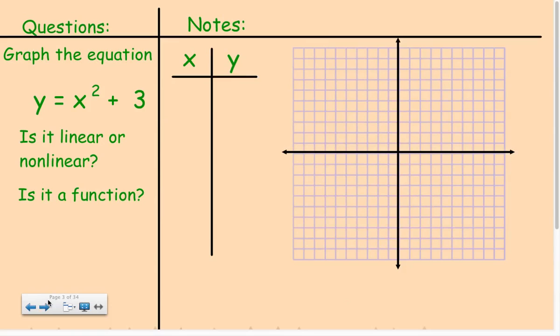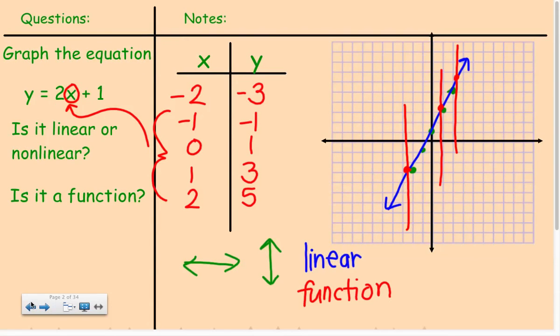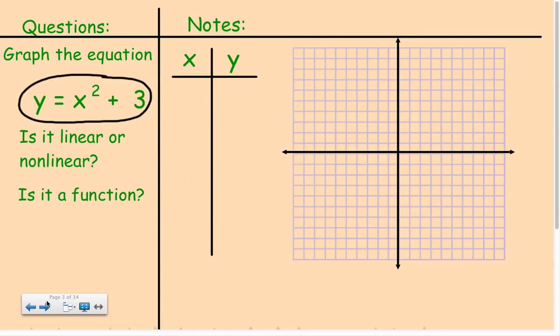All right, next one. This time our equation is y equals x squared plus 3. Everything else on the left is the same. We're going to answer the same 2 questions. I'm going to write in my x values, which are going to be the same as what they were on the last problem. So let's look back and see what they were. -2, -1, 0, 1, and 2.